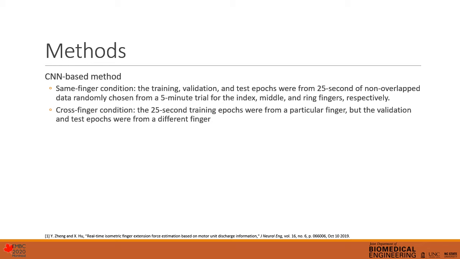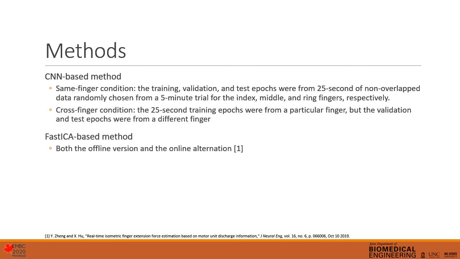We evaluated two conditions for the CNN-based method. The first is the same finger condition, where the training, validation, and the test epochs were 25 seconds of non-overlapped raw data, randomly chosen from a 5-minute trial for the index, middle, and ring fingers respectively. We also evaluated our model for the cross-finger condition, where the 25-second training epochs were from a particular finger, but the validation and test epochs were from a different finger.